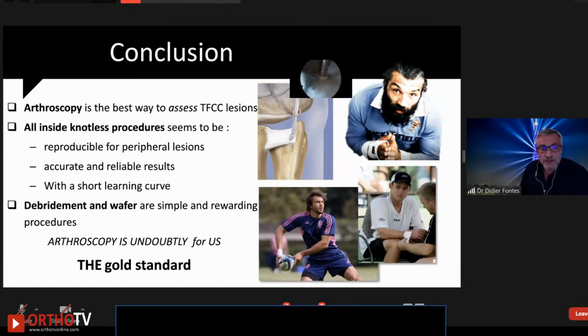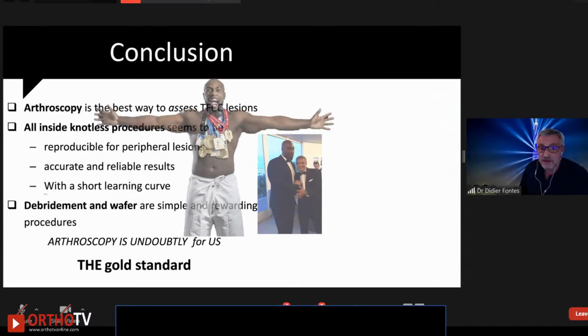In conclusion, arthroscopy for us is the best way to assess TFCC lesions. All-inside knotless arthroscopic procedures seem to be reproducible for peripheral lesions, with accurate and reliable results and a short learning curve. Concerning debridement and wafer, they are very simple techniques and rewarding procedures. For us, arthroscopy is undoubtedly the gold standard. Thank you very much.